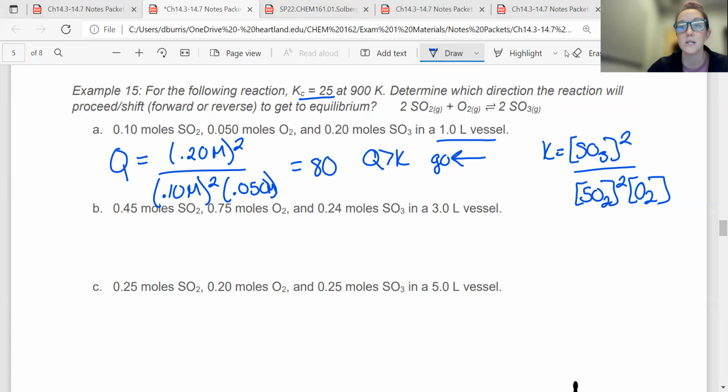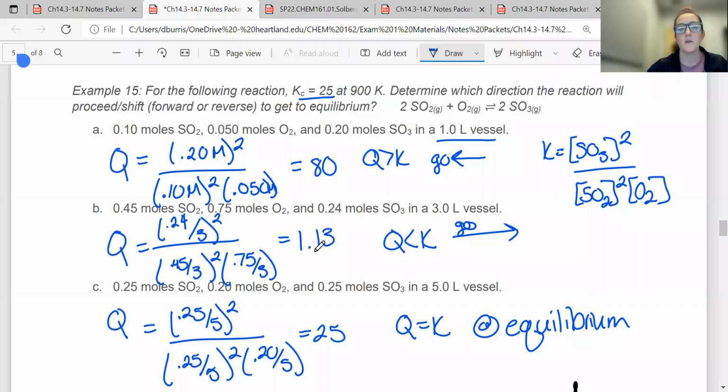Don't forget about the liters there. Do the concentrations, not just the moles. Okay, so if you calculated Q for part B, you should get 1.13. So Q is less than K. So that means that the value is too small. I actually need to make more products. So I need to make more SO3 so I can get to the right number, which is 25. And if you calculate C, you get 25. If Q is equal to K, then I'm already at equilibrium. It's not going to go forward or backward.